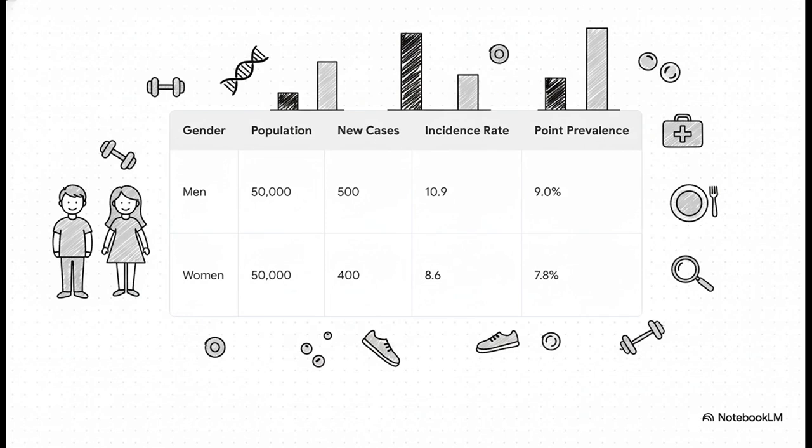These tables are also fantastic for comparing risk between different groups of people. So in this example, tracking diabetes, the data shows that men in this population have both a higher rate of new cases and a higher overall rate of the disease than women. Now, this could point to anything: biological factors, lifestyle differences, maybe even how often each group gets screened.